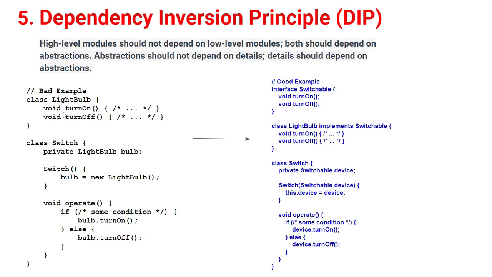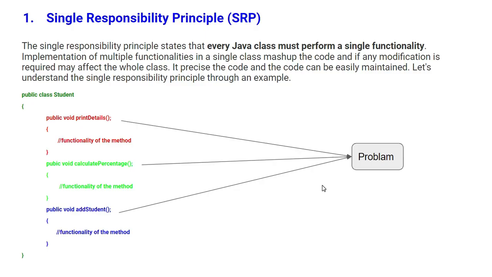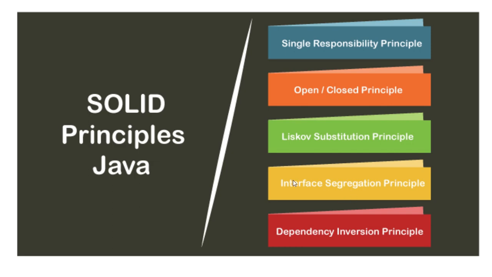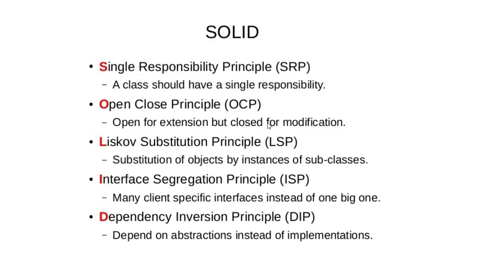Here we have a class, and we are not able to achieve loose coupling, but here we are able to achieve loose coupling. That is called the dependency inversion principle. I hope, guys, you understood the SOLID principles in Java: single responsibility principle, open close principle, Liskov substitution principle. One more time I will show you this.